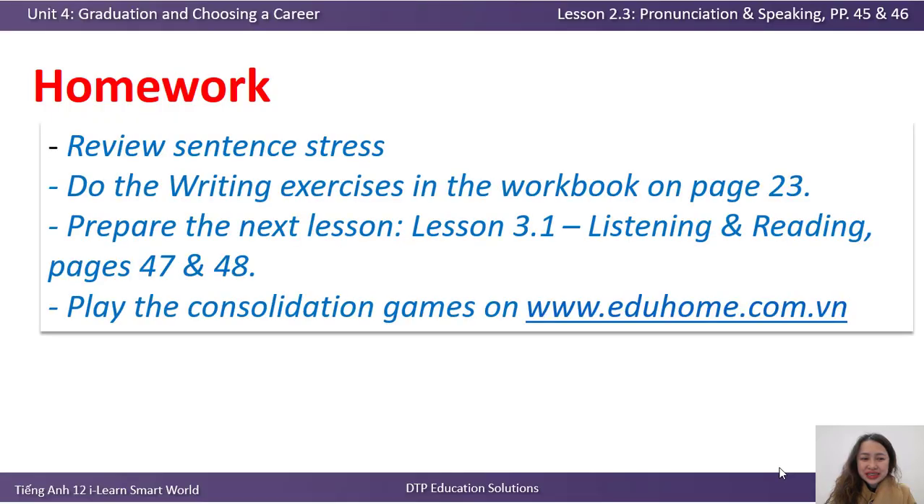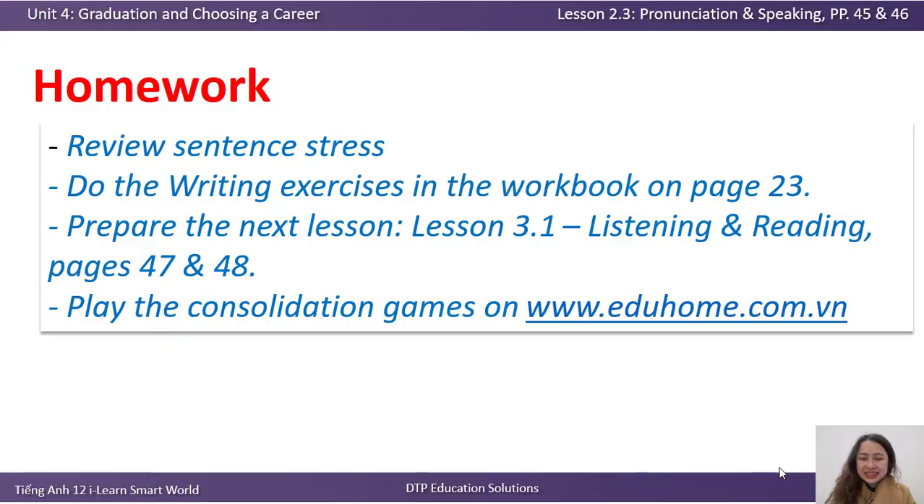Now for your homework, let's review sentence stress. In English, some words are stressed more than others in a sentence. They are usually the important words that carry meaning. Let's practice identifying and stressing important words in a sentence. Second, complete the writing exercises on page 23 in your workbook. This will help reinforce the ideas we discussed in class.